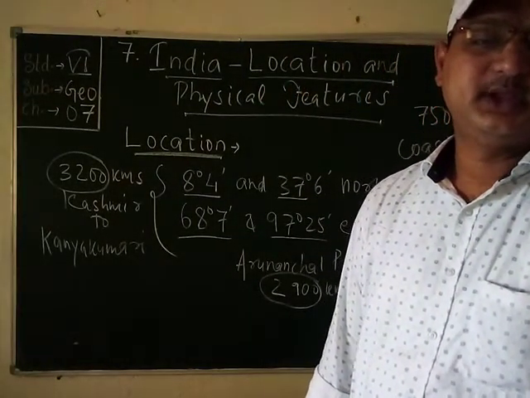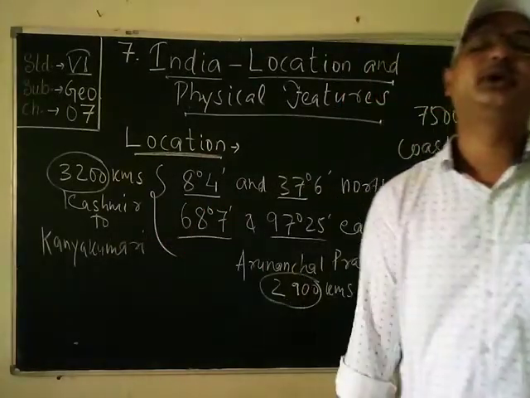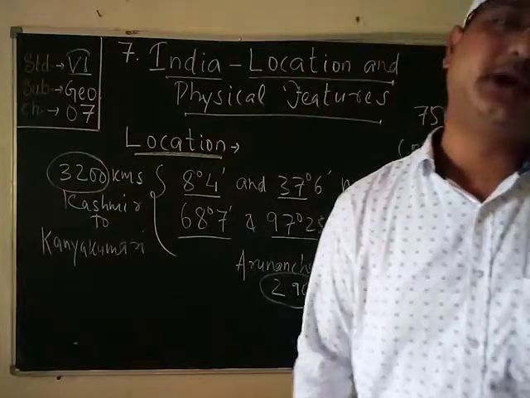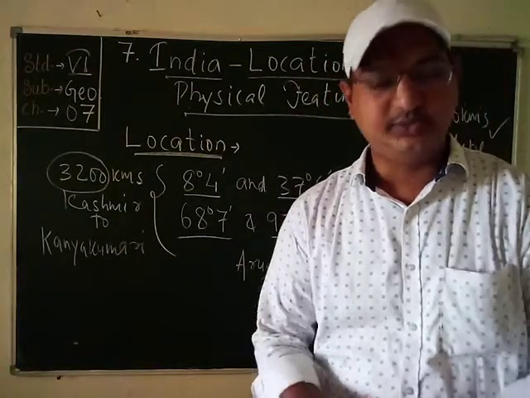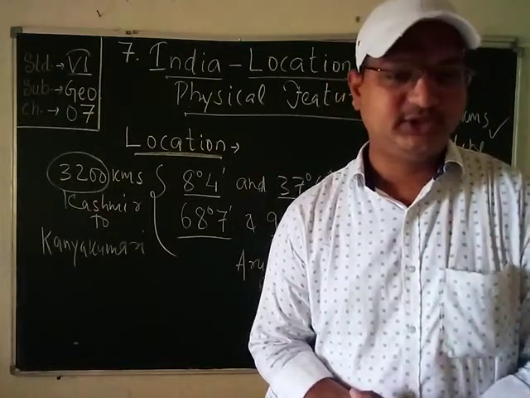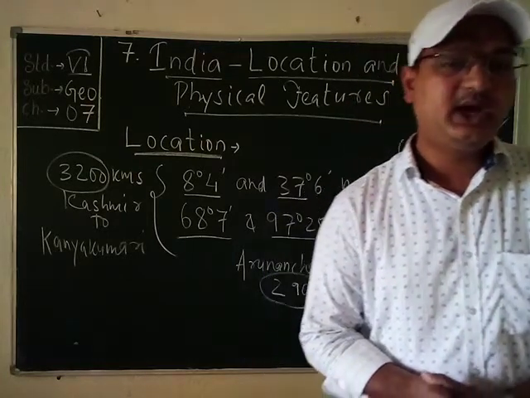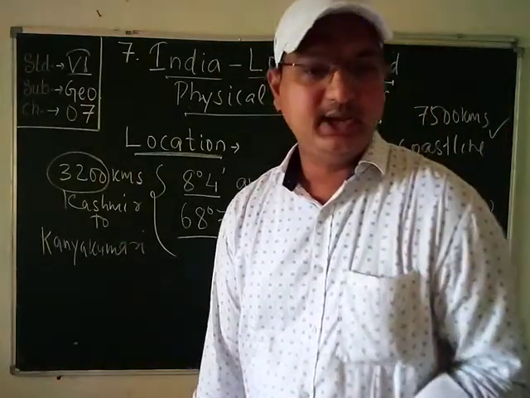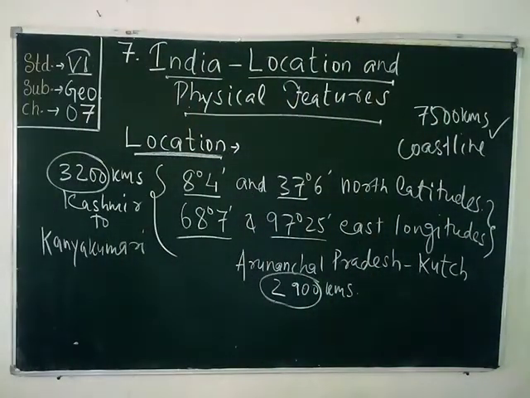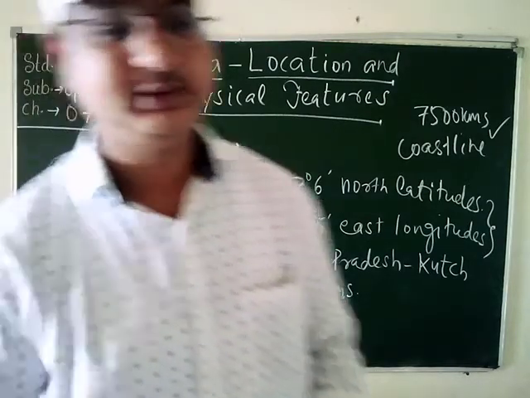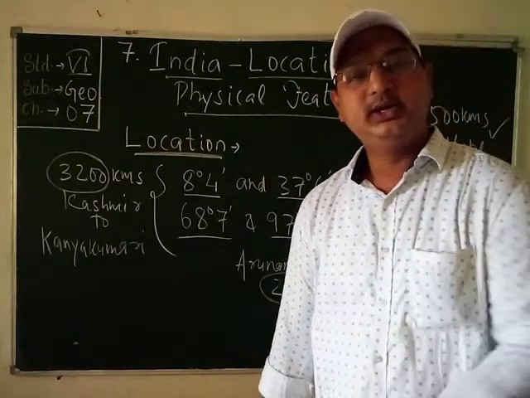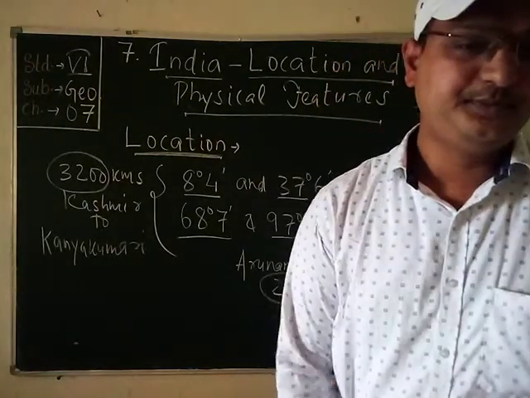Students, as I have told you, the Tropic of Cancer passes through the midway of our country. Therefore, peninsular India is situated in the tropical region, and the northern part of our country is situated in the subtropical region. Students, then in the location section we will see India lies at the head of the Indian Ocean and is the only country after which an ocean has been named. Students, as you know there are many oceans, but the Indian Ocean is the only ocean in the world that is named after a country, that is our India.